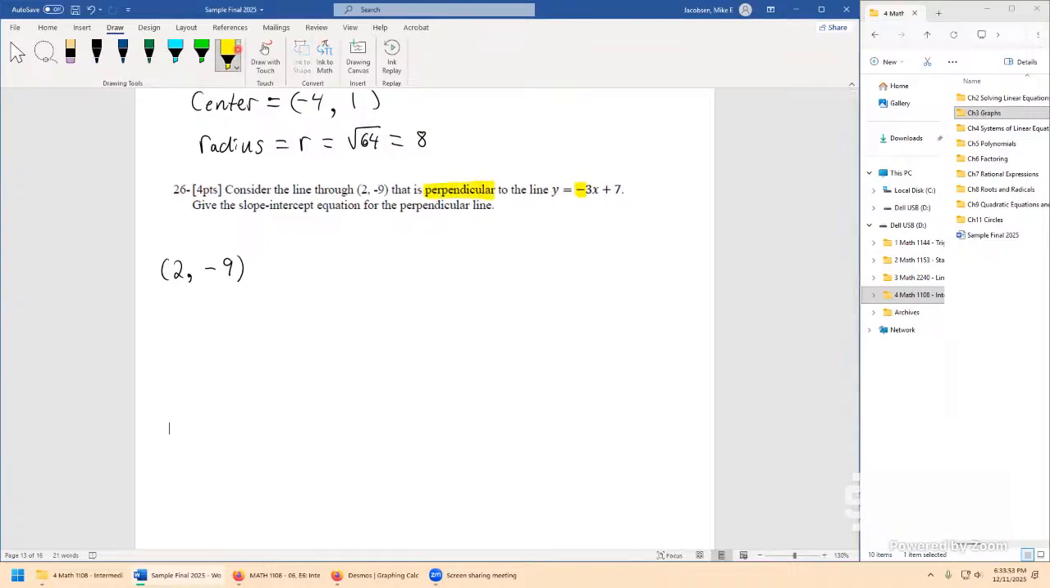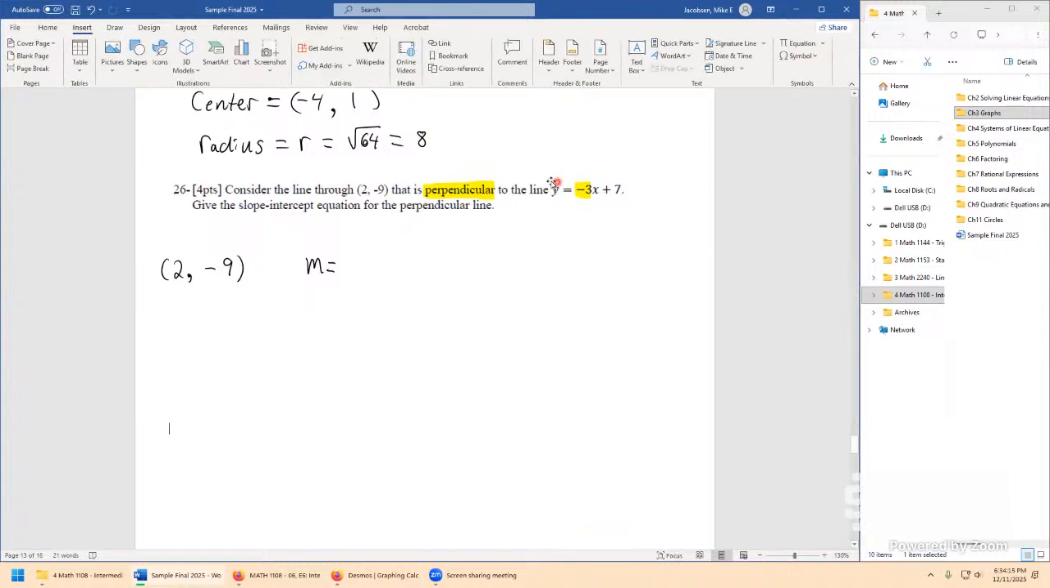Perpendicular gives us a slope. We change the slope of the given line. We want to give the slope-intercept equation for the perpendicular line, the line that goes through (2, -9) and is also perpendicular to this line. But being perpendicular just tells us right out of the gate what the slope is. The slope m is the negative reciprocal.